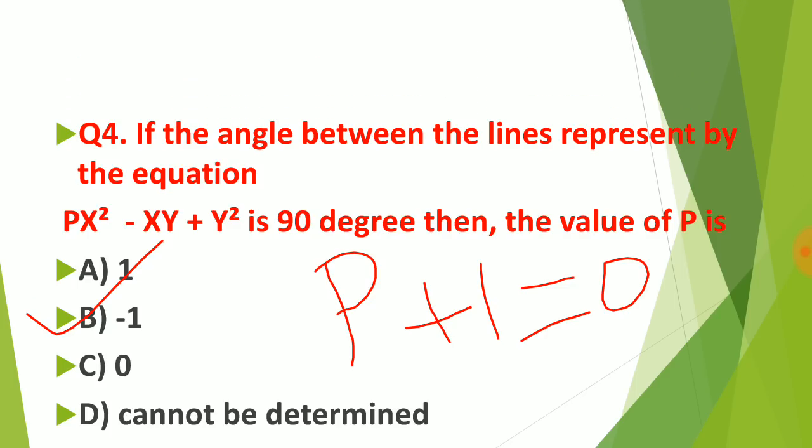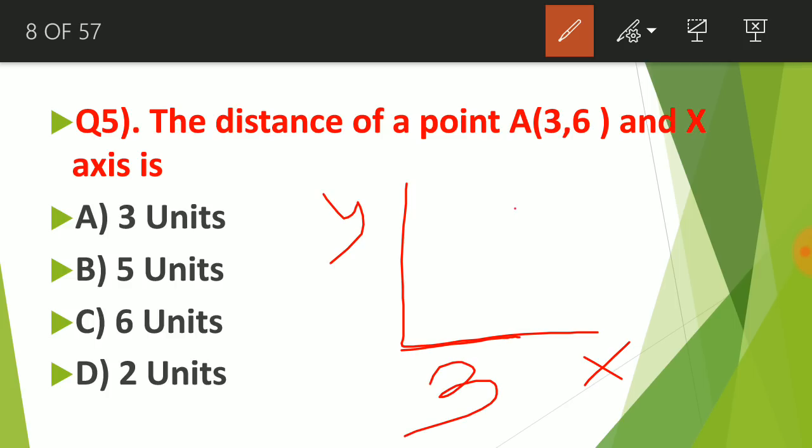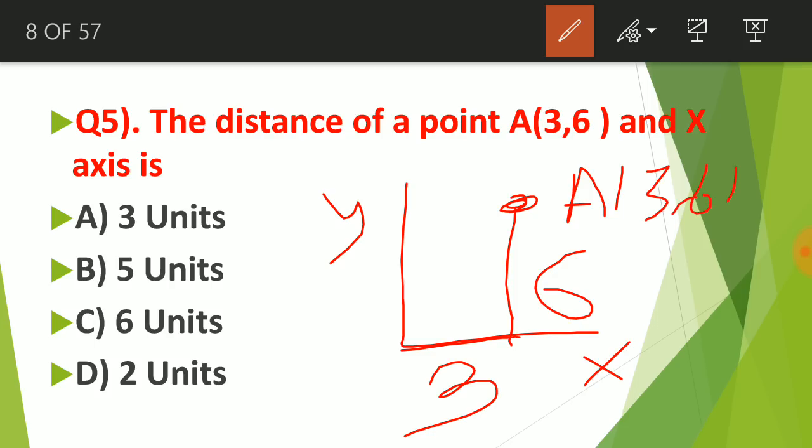Now let us move to question number 5. The distance of the point (3,6) from the x-axis is, if this is our x-axis, this is our y-axis, then we will plot this like this, 3 units and 6 units, and there will be the point A (3,6). Now if we see this point, it is 6 units far from the x-axis, and the distance between the point and the x-axis is 6 units. That is in option choice C.